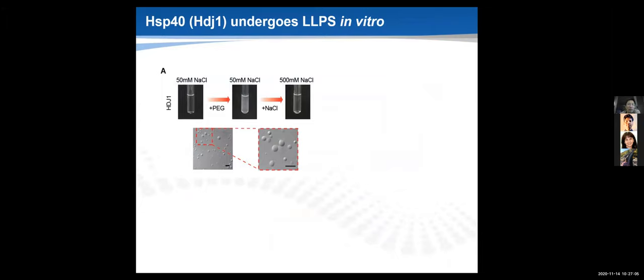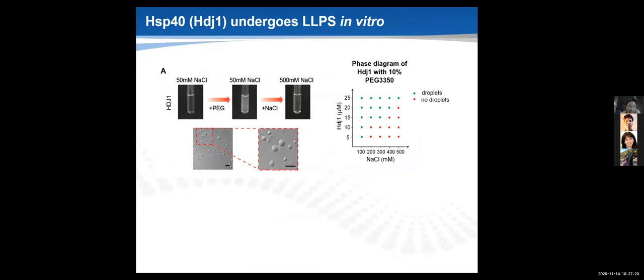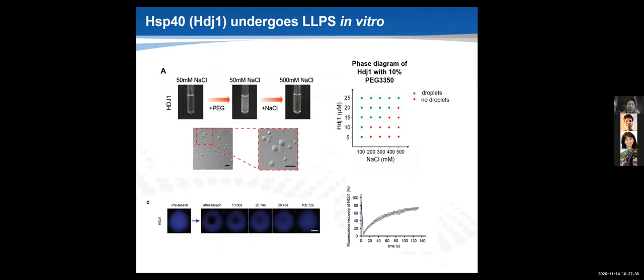Very interestingly, unlike HSP27, which is very stable and just stays soluble in solution, HSP40, when we put it in solution under low salt, spontaneously undergoes phase transition. It forms this droplet-like structure. When we increase the salt concentration, it goes back into a clear solution. And the droplets are highly dynamic from the FRAP experiment. So this is very interesting: a chaperone by itself can undergo phase transition.